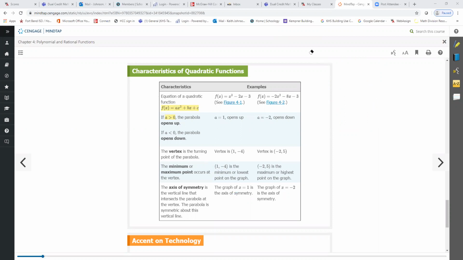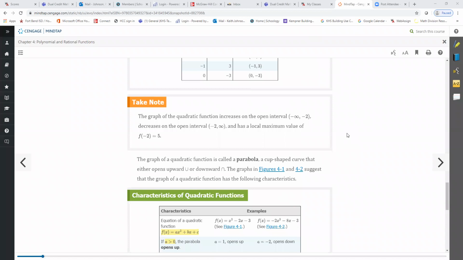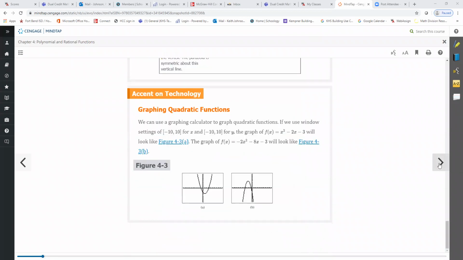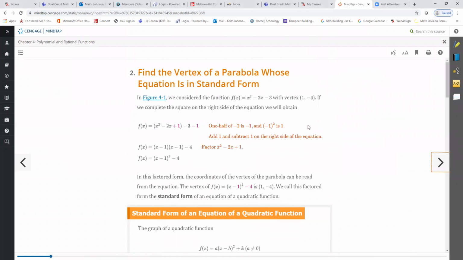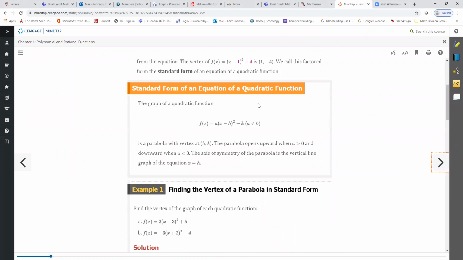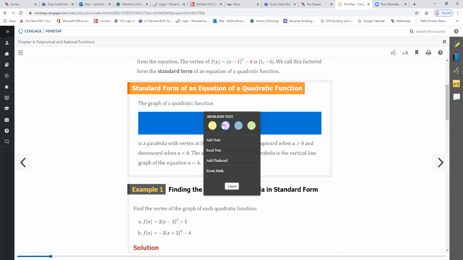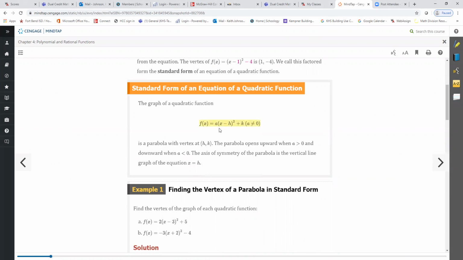Alright, so let's go to your next page. Two different forms for quadratics. The first form is what they call standard form. This is my standard form: A times x minus h squared plus k. And if you remember circles, that h, if it's a minus, h is positive. If it's a plus h, then it's negative.